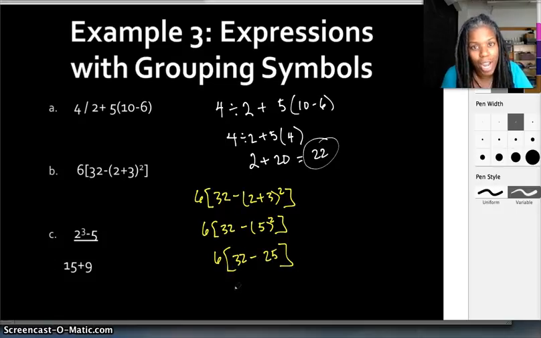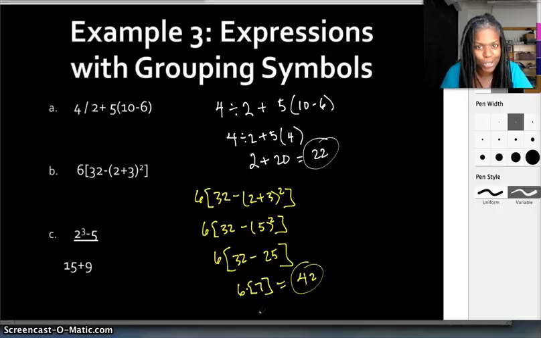And then I'm going to subtract 32 minus 25, because I've still got to do what's in the parentheses first. 32 minus 25 will give me 7. And I'm left with 6 times 7. I threw in that little dot for multiplication. You can do that or you cannot. 6 times 7 is what this means, and we know that the answer to that is 42.